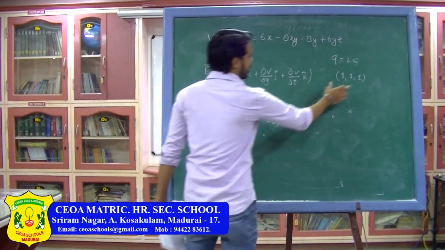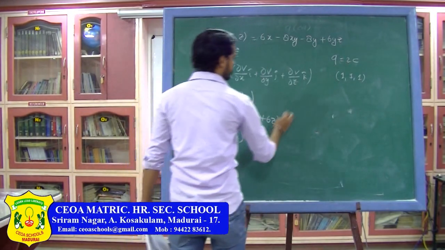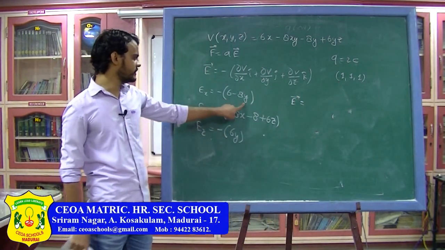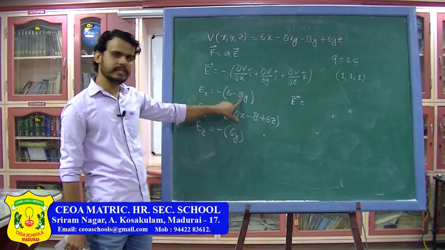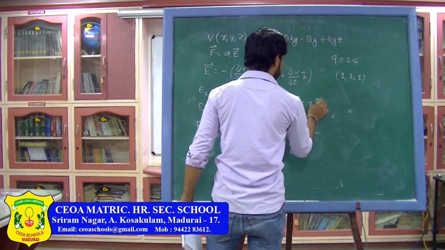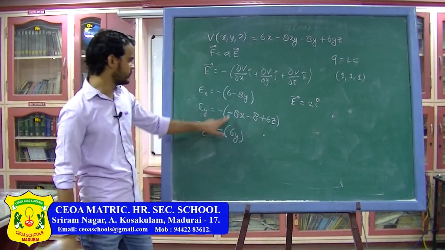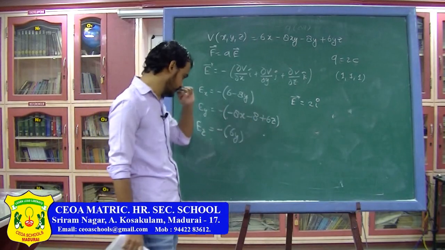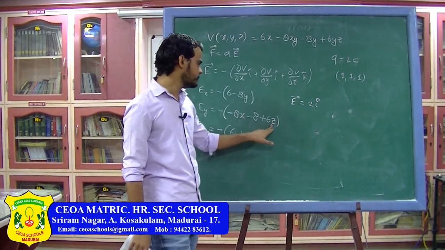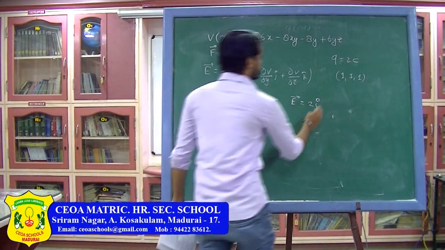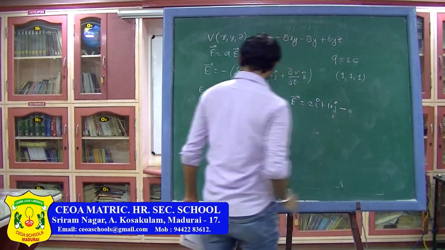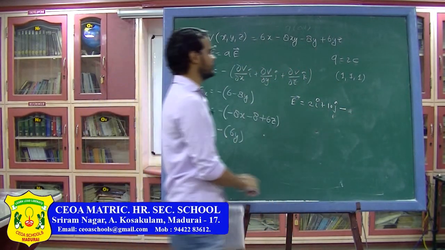Now I can find the electric field at (1, 1). So I can write the electric field as, in this one if I put both x and y as 1, this will be 6 minus 8, which will be minus 2, so this will be 2 i cap. Similarly here this will be minus 8, minus 8, minus 8 is minus 16, and this will be 6, so this will be 10 j cap. And minus, this will be 6, so this will be minus 6 k cap.